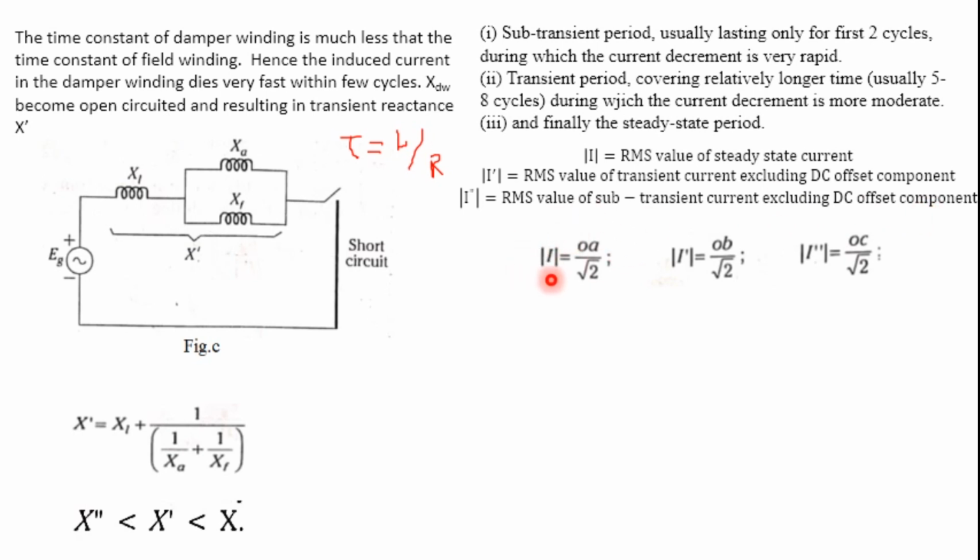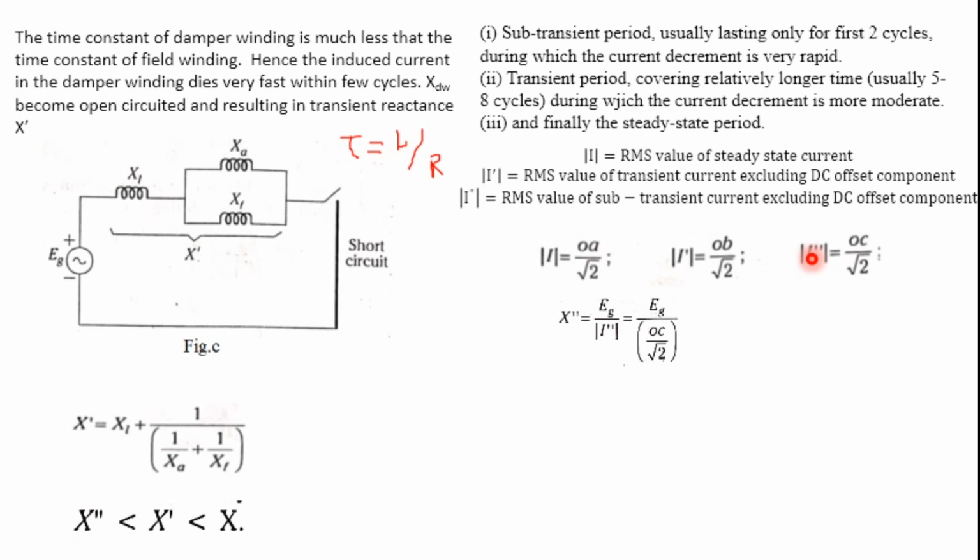So already we know from the waveform, I is equal to Oa by root 2 for the steady state. I dash is subjected to transient, and I double dash is subjected to subtransient value of the DC offset current. So from this, there is a gradual decrease in the current because of the time varying reactance. So already we know that it depends upon the L by R ratio.